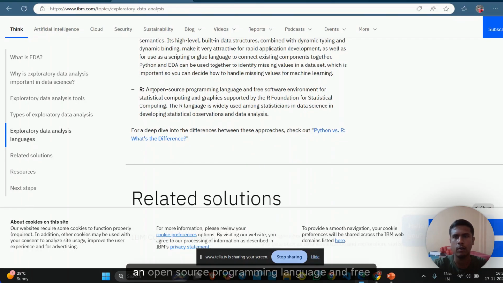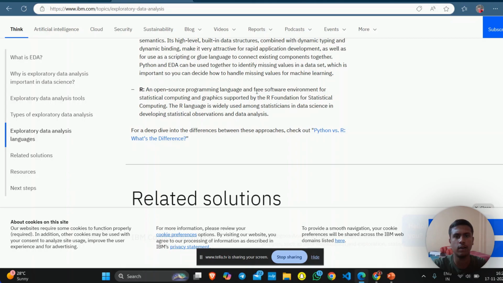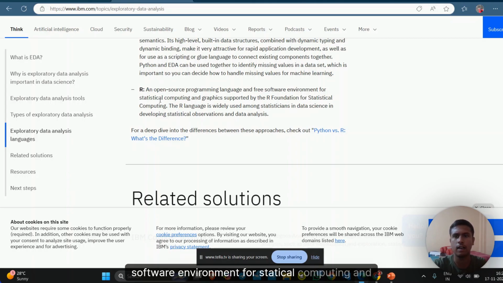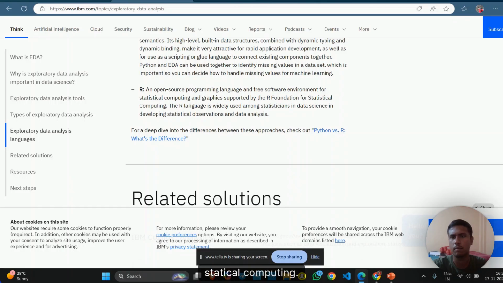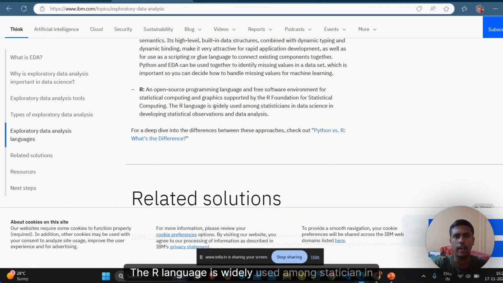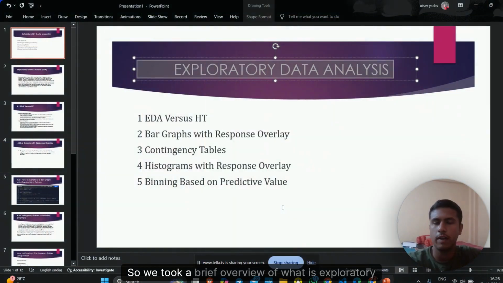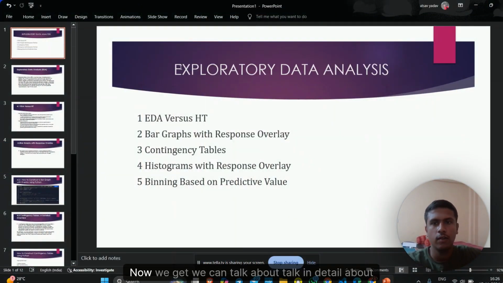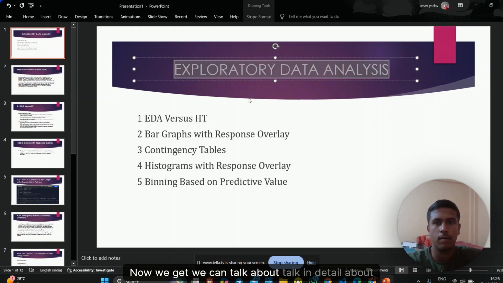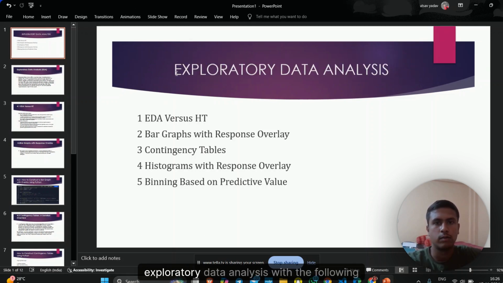Programming language R is an open source programming language and free software environment for statistical computing and graphics, supported by the R Foundation for Statistical Computing. The R language is widely used among statisticians in data science in developing statistical observation and data analysis. So, we took a brief overview of what is exploratory data analysis. Now, we can talk in detail about exploratory data analysis with the following points.